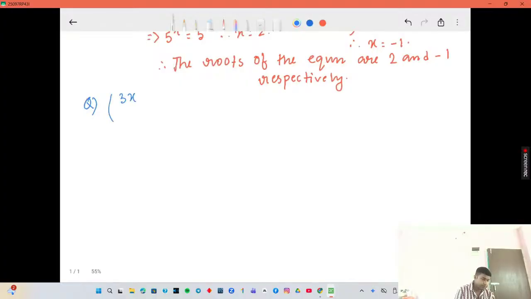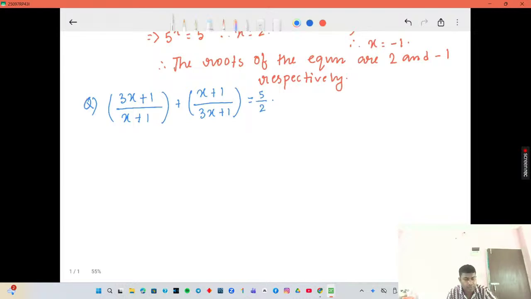(3x + 1)/(x + 1) + (x + 1)/(3x + 1) = 5/2. So can you help me to solve this question?